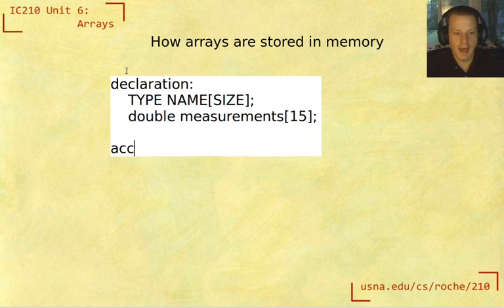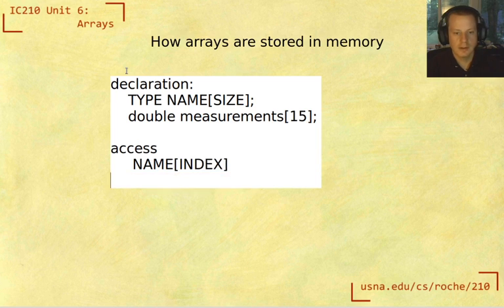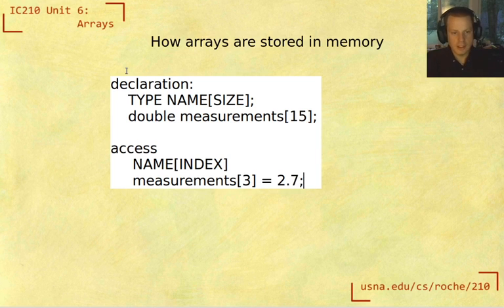And we also have the access, which is just the name and the index. So, for example, measurements at index 3 equals 2.7. That's what we just learned about. And now what we want to learn is how does this basics of array actually get handled underneath in the computer's memory?